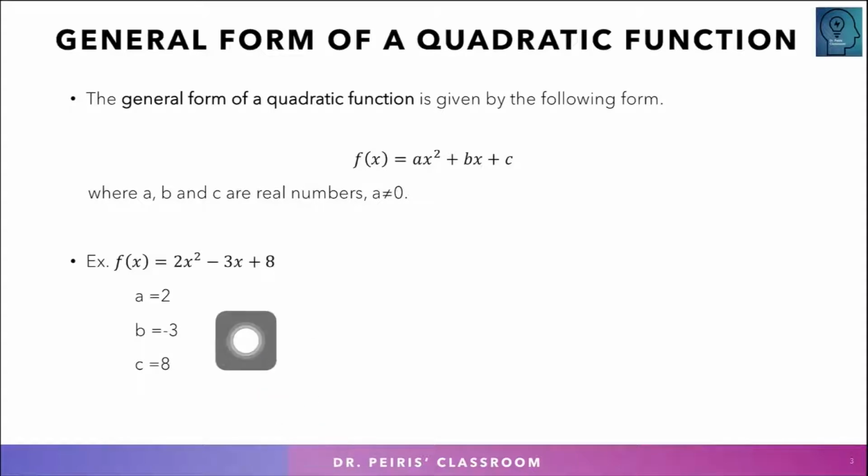For example, 2x² - 3x + 8 represents a quadratic function. The value of a is equal to 2, that is the first coefficient. The value of b is -3. The value of c is equal to 8.